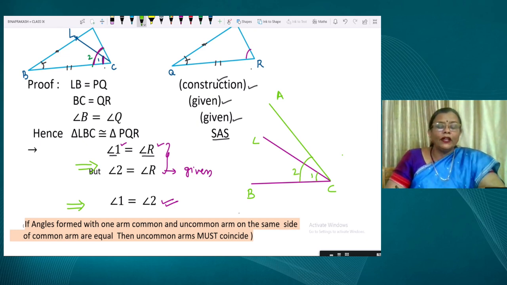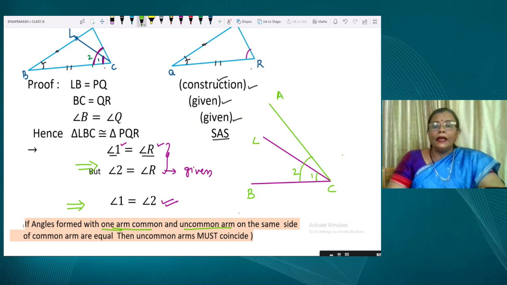Now, what information did we get from here? The measures of the two angles, angle 1 and angle 2, are equal. Now look at these particular angles 1 and 2. How are they formed? They are formed from a common arm, that is BC. BC is the arm which is common to both angles, and the two uncommon arms are on the same side of BC.